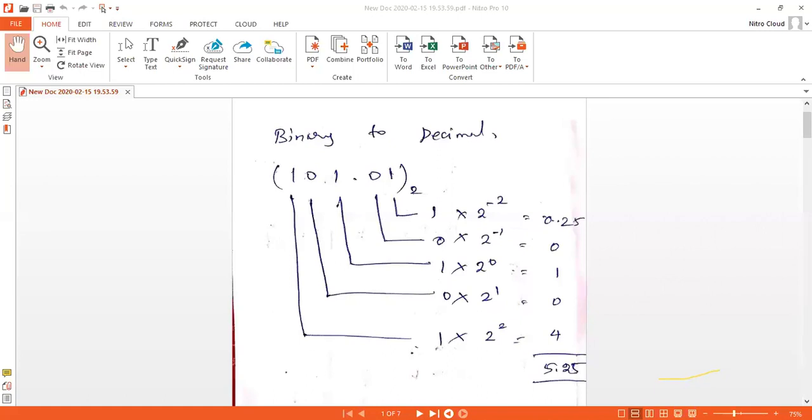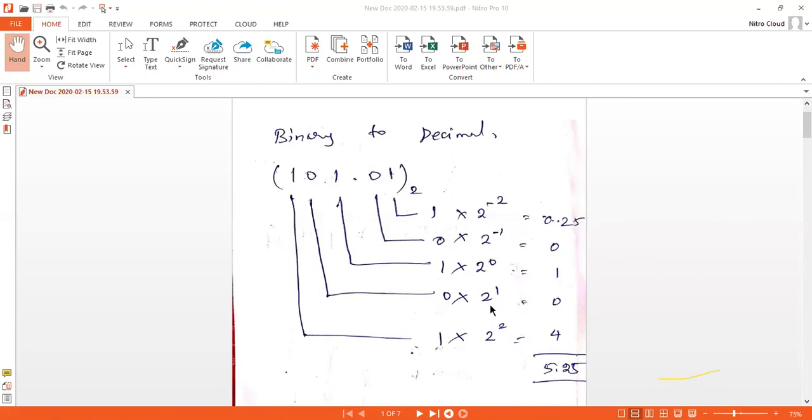The normal square table we know, but the minus power table is available on the internet. You can download it. What is 2 to the power of -1? What is 2 to the power of -2? This table is available on the internet. You can go and download. So 2 to the power of -1 is 0.5. 2 to the power of -2 is 0.25.